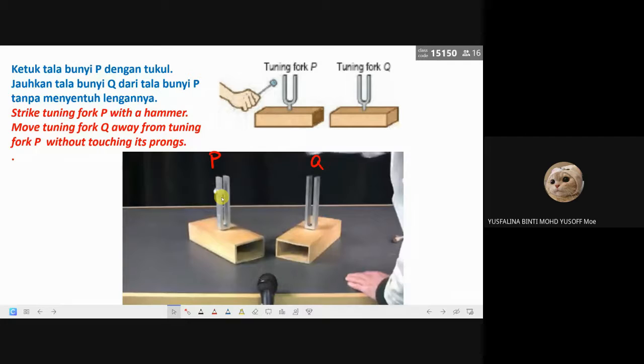So in the tuning fork here, if you hit Q, Q will vibrate and transfer energy, and it has its own frequency. If the frequency is the same as P, then P will vibrate. But if they don't have the same frequency, because of the weight, then if you hit Q, P will not vibrate, because the frequency is not the same anymore, so there will be no resonance. Resonance only occurs when you reach the natural frequency.